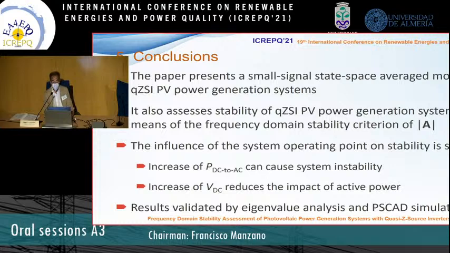And we can note that the increase of the active power delivered from the DC to the AC side can provoke system instability. The increase of the DC voltage reduces the impact of the effect of the active power on stability. And all of these results were validated by the J-value analysis and PSCAD simulations.